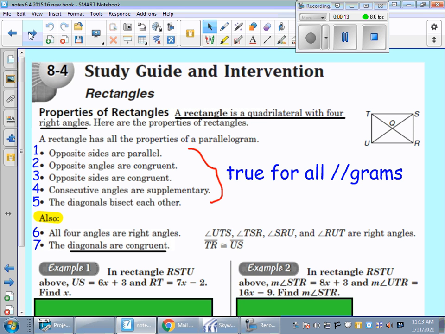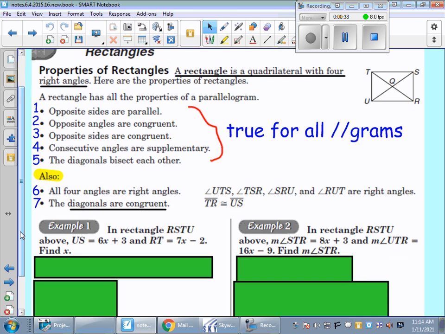So properties of rectangles. A rectangle is a quadrilateral with four right angles. Here are properties of rectangles. The first five are true for all parallelograms, and then the last two are also true for rectangles. So again, for parallelograms, opposite sides are parallel, opposite angles are congruent, opposite sides are congruent. Consecutive angles are supplementary, the diagonals bisect each other. So these next two are true specifically for rectangles. All four angles are right angles, and the diagonals are congruent.